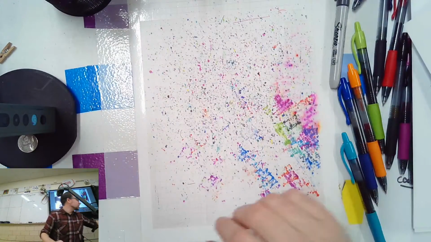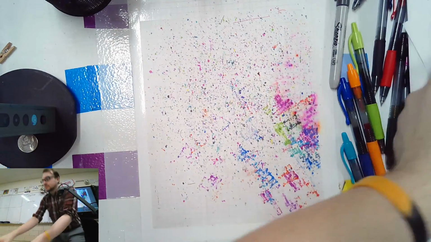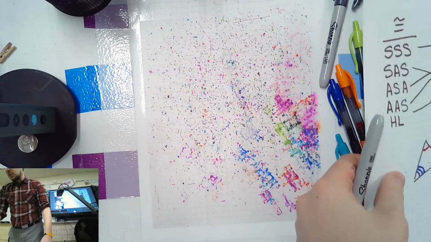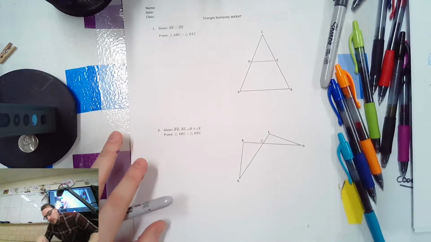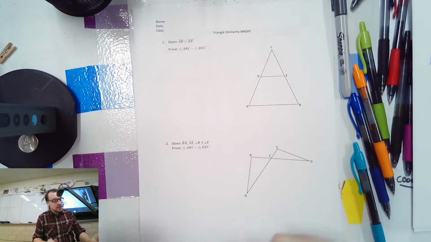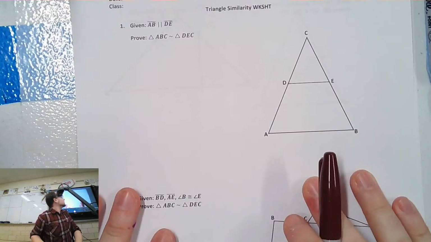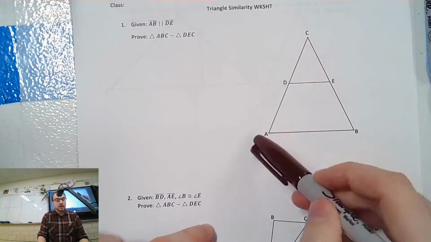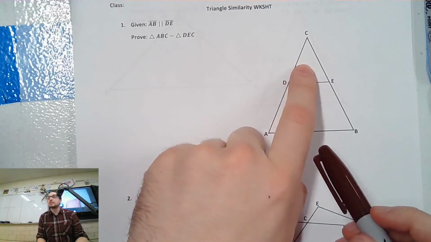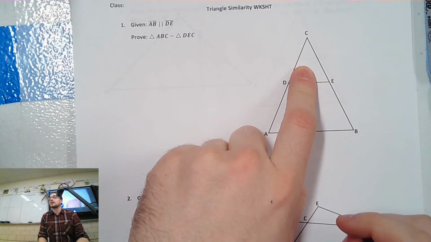Let's take out that worksheet, the triangle similarity worksheet. We're going to be doing this tomorrow as well. Here we go. We're going to prove that these triangles are not the same but similar. Look at them. We have triangle ABC, that's this big triangle. And then we have DEC, which is this top triangle.